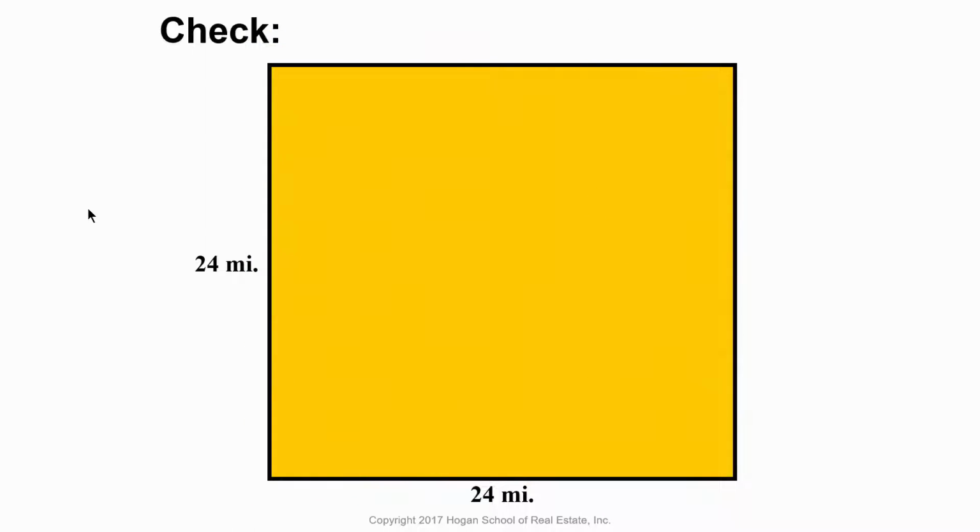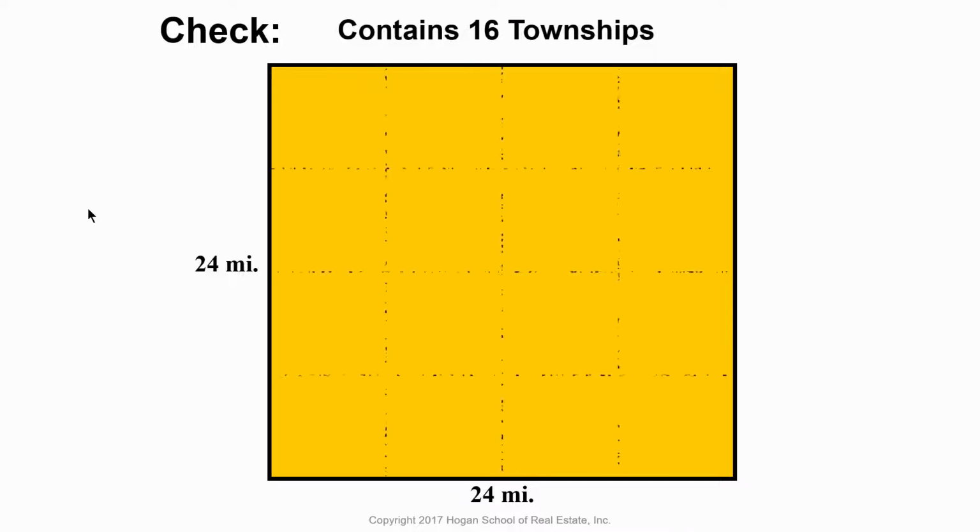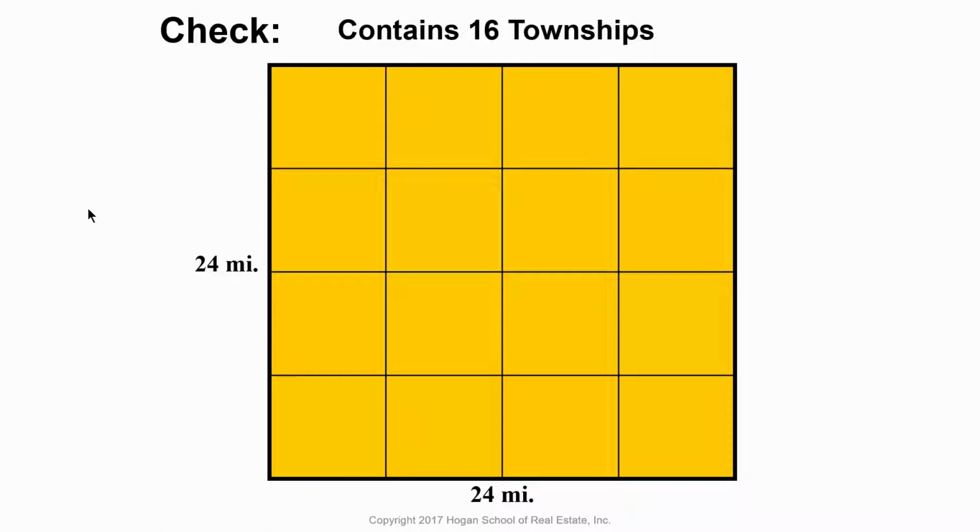So what we need to do, and what the surveyors have done, is every 24 miles from the southern portion of the survey to the northern portion of the survey, they would actually draw an east-west line and create a square parcel called a check. And a check is 24 by 24. In this particular check, which will contain 16 townships, they're going to take one of those townships and actually correct or adjust it.